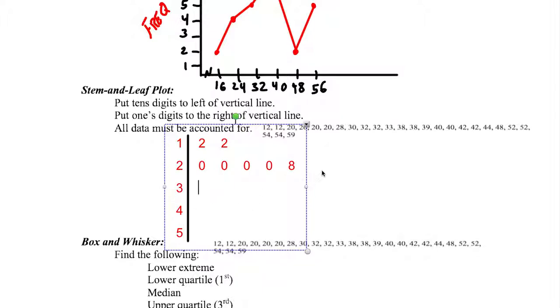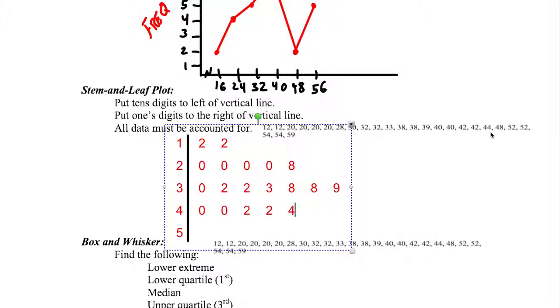For the 30s, it's 30, 32, 32, 33, 38, 38, and 39. For the 40s, I got a 40, a 40, 42, 42, 44, 48. So I do 4 and 0, 0, 2, 2, 4, and 8. And finally, for the 50s, I have 52, 52, 54, 54, and 59.